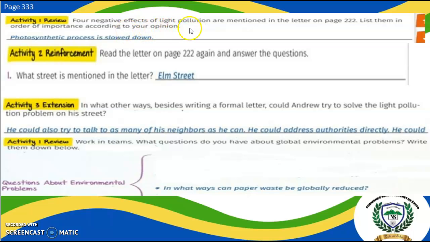On page 333, we have activity 1, review. Four negative effects of light pollution are mentioned in the letter on page 222. List them in order of importance according to your opinion. And we have an example here: photosynthetic process is slowed down.